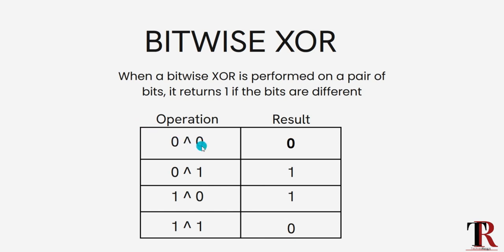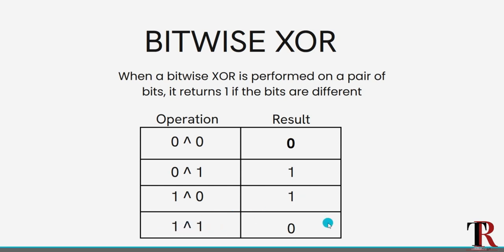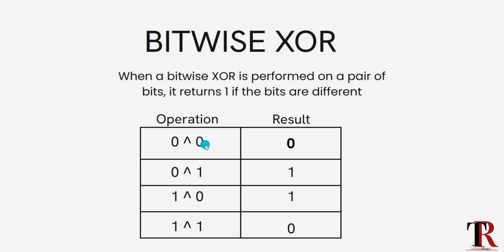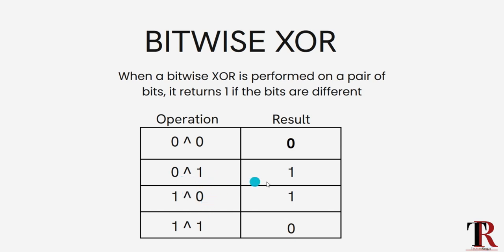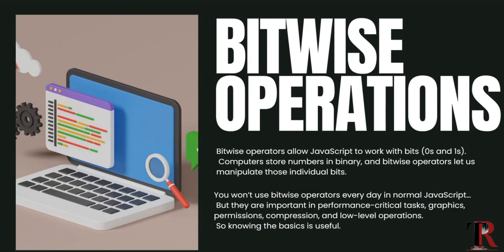Look at this now. 0 and 0, you get 0 because they are not different. 0 and 1, you get 1. 1 and 0, you get 1. And then 1 and 1, you get 0. Note that in the first one, the two bits are the same, and in the last one, the two bits are the same. But where we have something that is different, we are able to get 1. So this is how bitwise operations work in JavaScript, especially when you are doing something related to binary or low-level programming in JavaScript.